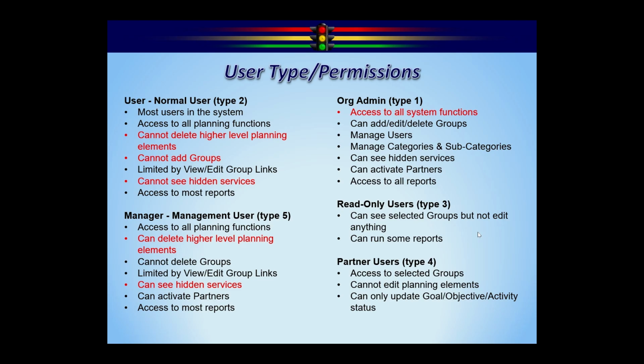So they can't change the goal. They can't change the objective. They can't change the activity, but they can change the traffic light. They can change the data value, and they can add notes. So that's kind of what you want your external partners to be. Now, some of our departments set a lot of their users to do this because they just want to have control. So they're going to set them as partner users. So the only thing they want them to do is update their given goals, objectives, and activities, and then they can do that through the quick update. So those are all the different user types in the system.